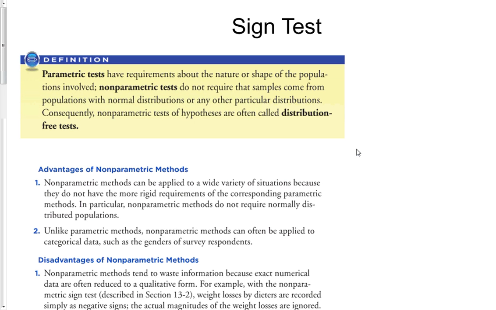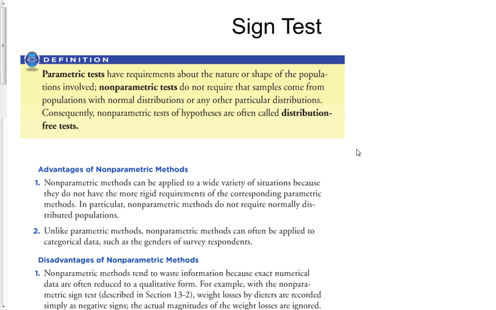Okay, now we're going to talk about parametric versus non-parametric tests. Actually, we're going to focus on the non-parametric test now. Parametric tests have requirements about the nature or shape of the population involved. So there are requirements about distribution.